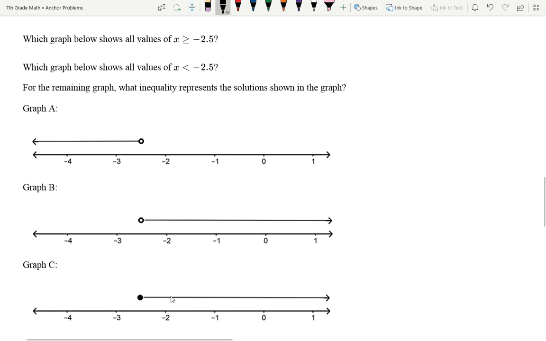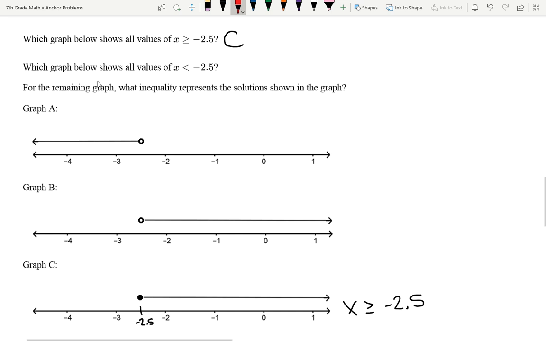And so as we look at these, an open circle means it does not include negative 2.5. This one does. And so graph C, since you can see that this is shaded in here at negative 2.5, this is the graph of x is greater than or equal to negative 2.5.